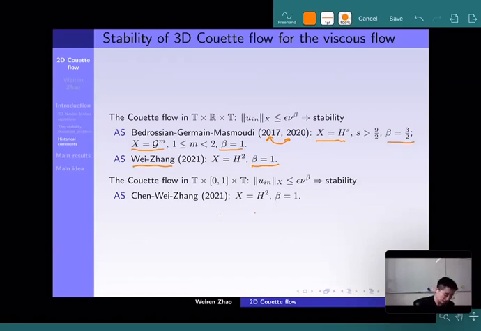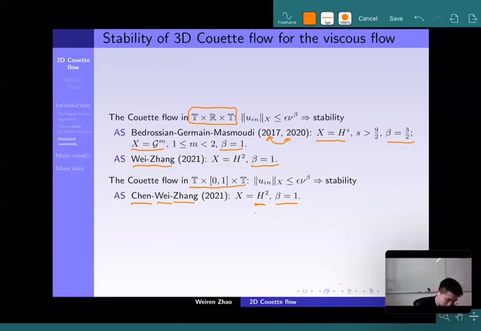But later, the best result in 3D under this whole space setting is given by Dong Yiwei and Zhifei Zhang. They obtained beta to be 1, and the regularity requirement is Sobolev space. Okay, in the finite channel setting, also given by Chen Qi, Wei Dongyi, and Zhifei Zhang, they proved that if the perturbation is in Sobolev space, then the stability threshold is beta equal 1. Okay, this is about the 3D case.